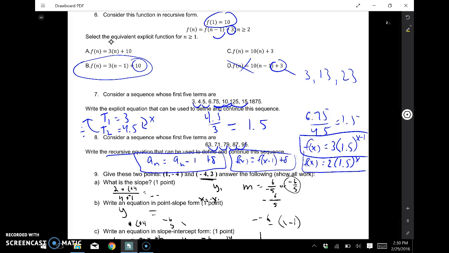Okay, again, recursive, pretty much just telling you what the next term is. Explicit, though, is the one that's input and output, letting you figure out any term in the sequence.